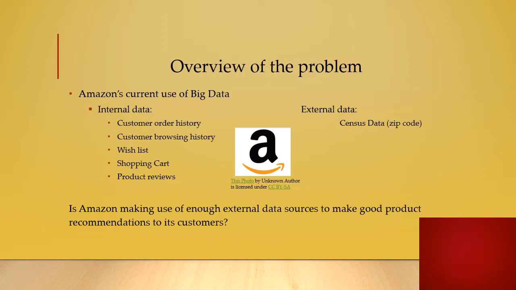So what Amazon currently uses for what we call big data, they use a lot of their own internal data. So customer order history, the customer browsing history. They have a wish list. Anytime you create your Amazon account, you can make these little wish lists, and something that you're not going to purchase right now, you add to the wish list. Even if you forget about it and you leave that on there for several months, Amazon is aware that you are interested in that type of product, and they might make recommendations based on what's on your wish list.